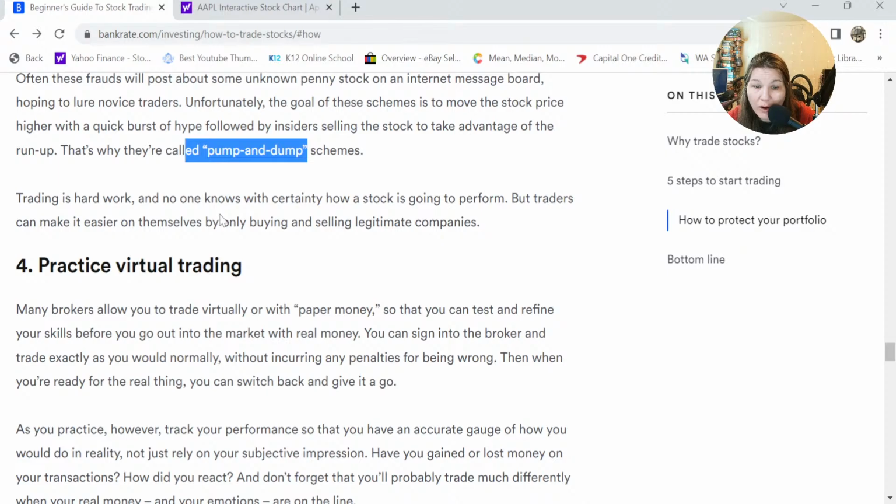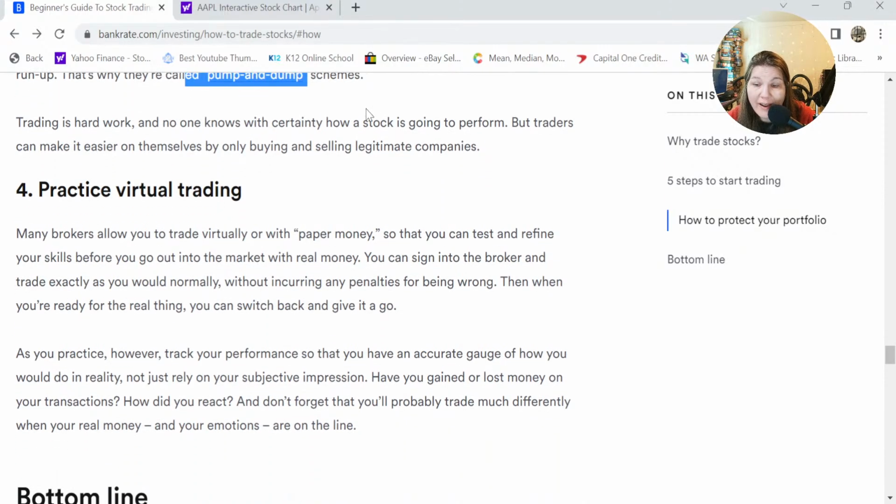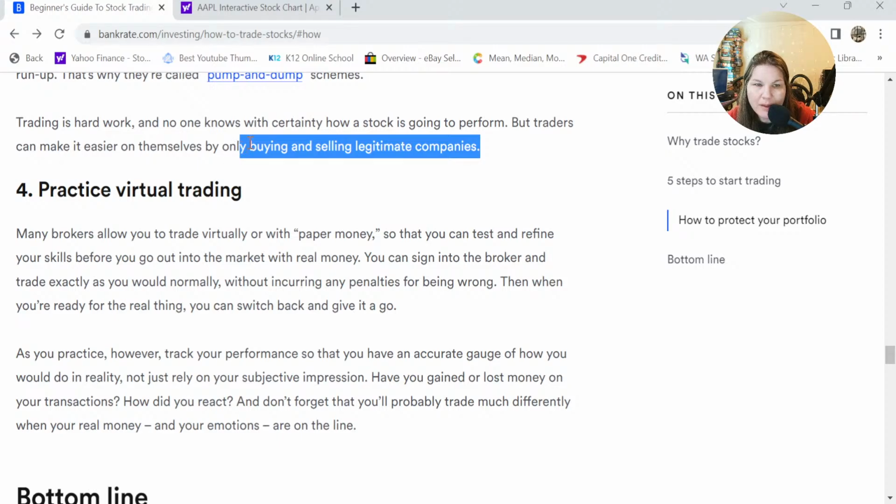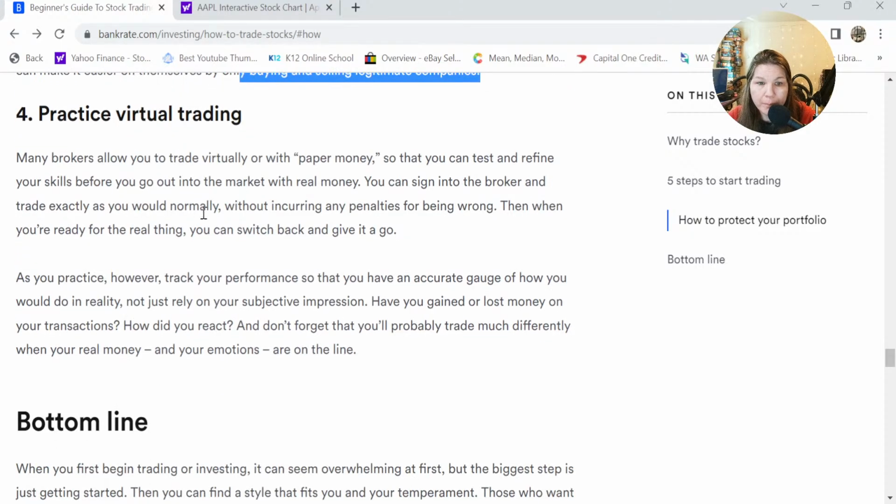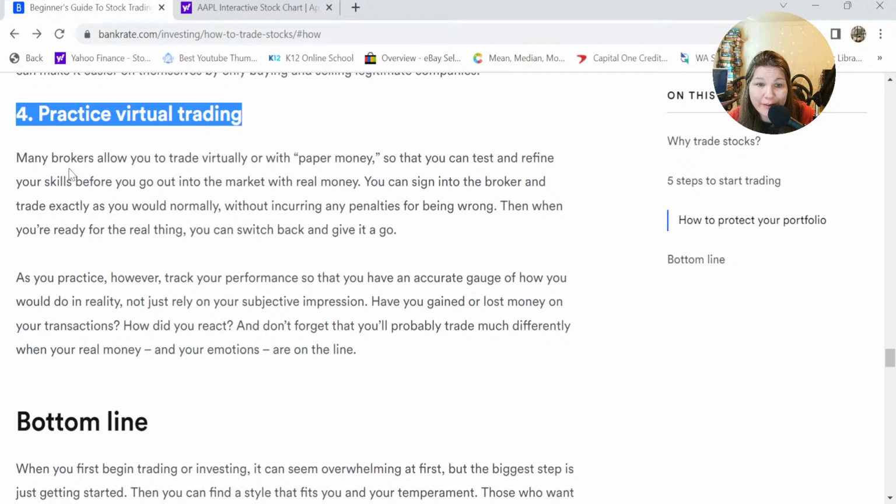Trading is hard work, and no one knows with certainty how a stock is going to perform. But traders can make it easier on themselves by only buying and selling legitimate companies. Don't buy something you don't know about. That is why we're learning how to learn, so we can learn how to research so that we don't buy a pump and dump. Practice virtual trading, and that is what we are going to get to this week.